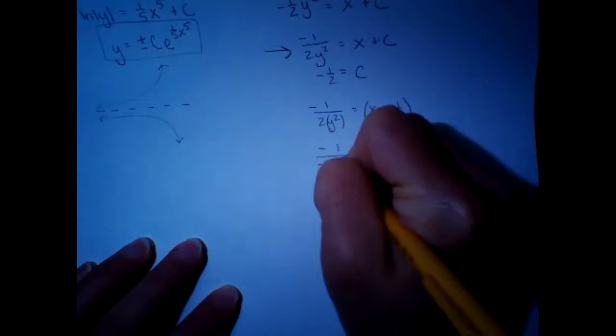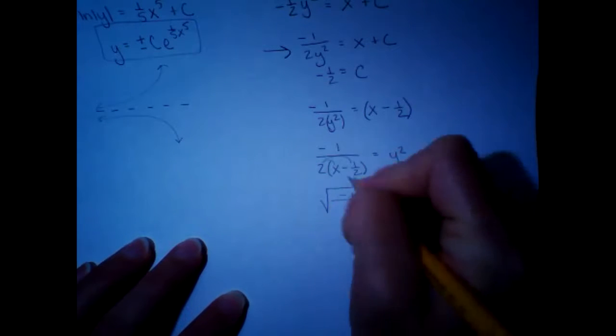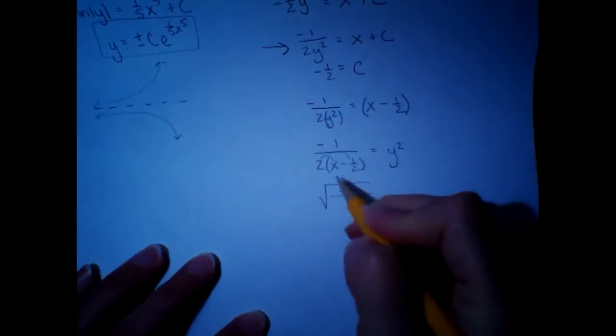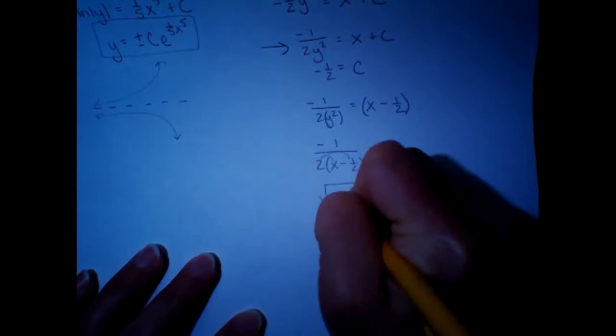Now I'm going to distribute the 2 just because a lot of people did. You don't have to, you can just leave it right like that. But a lot of people did. So it was 2x minus 1.